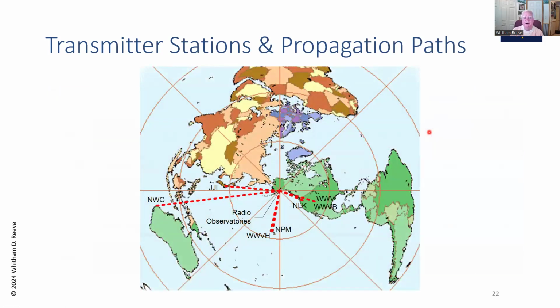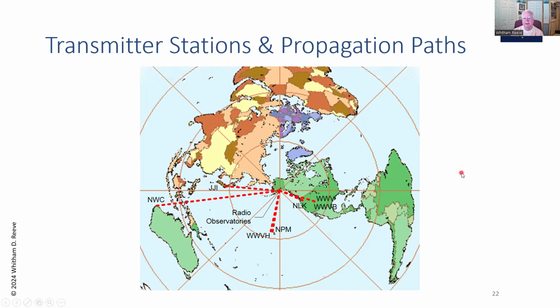So this shows an overhead view. This would be above Coho, and the direction of the transmitters that I selected. So I had one in Japan, which is almost exactly west of Coho. Northwest Cape is almost exactly west of Coho, and NPM in Hawaii is almost exactly south. NLK in Washington State in the contiguous US is more or less east of Coho.